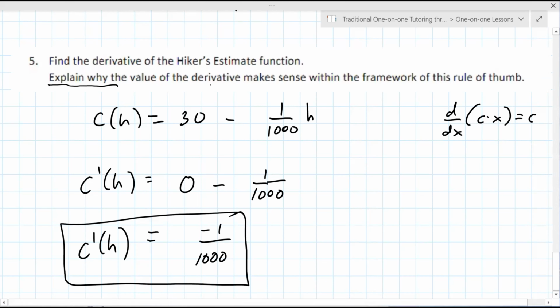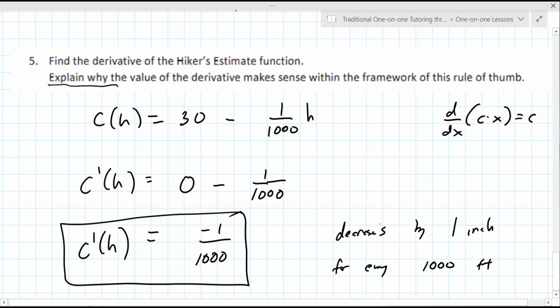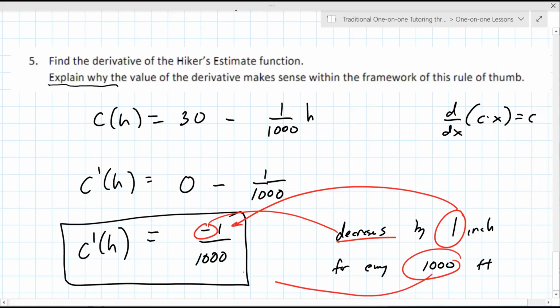Okay, so why does this make sense? Well, if you go back to the original sentences, it says it decreases. That's the negative. It decreases by 1 inch for every 1000 feet. So in context here, the decrease is from this negative. This 1 is this one right here. This 1000 is this 1000 here.